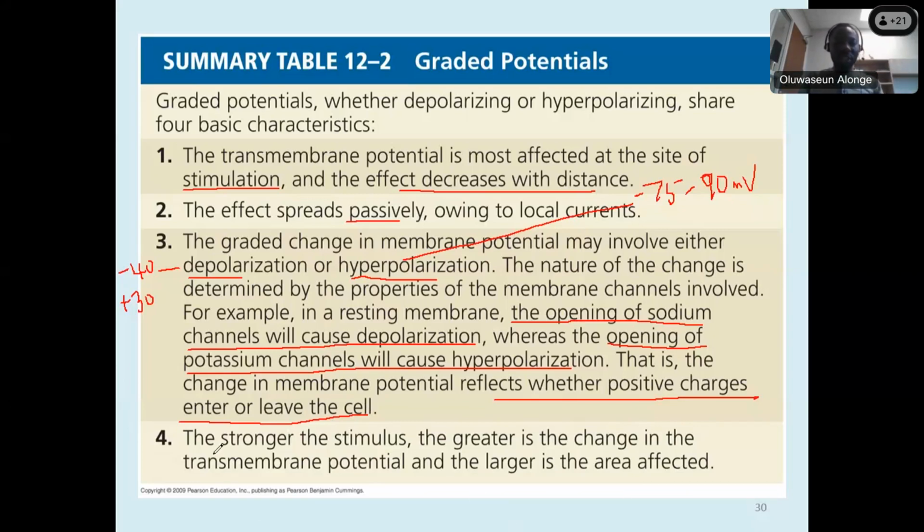Now, the fourth point here: the stronger the stimulus, the greater is the change in the transmembrane potential, and the larger is the affected area. The smaller the stimulus, the smaller is the change in the transmembrane potential, and the smaller is the area that is affected. All right, now let's go.